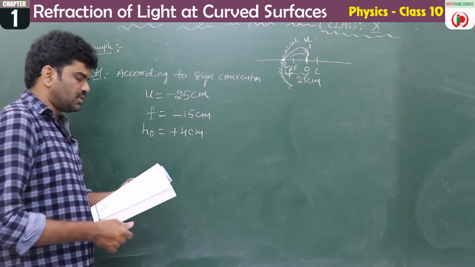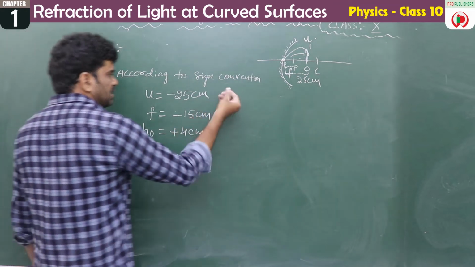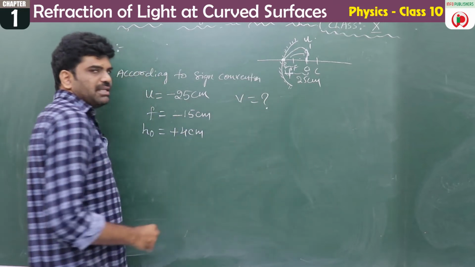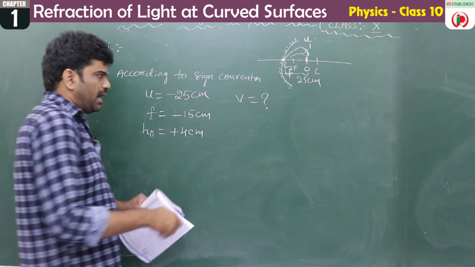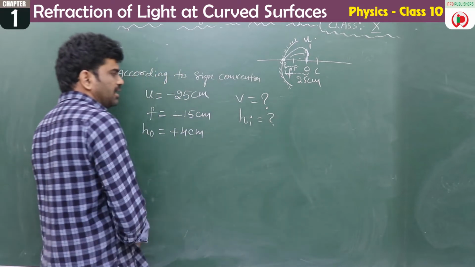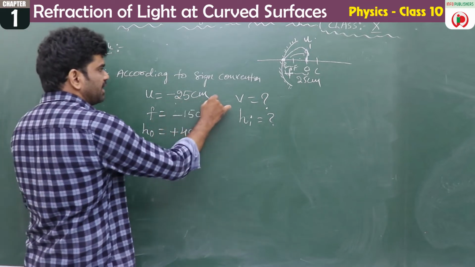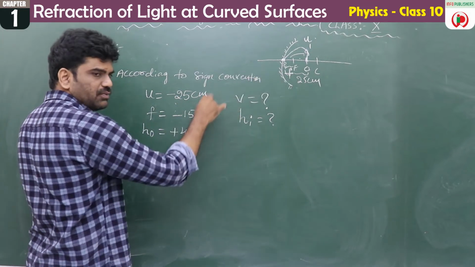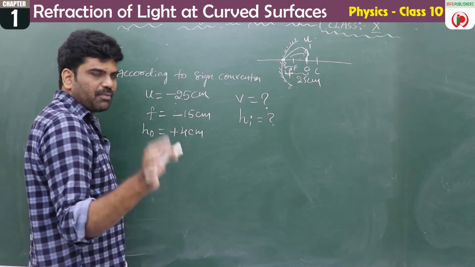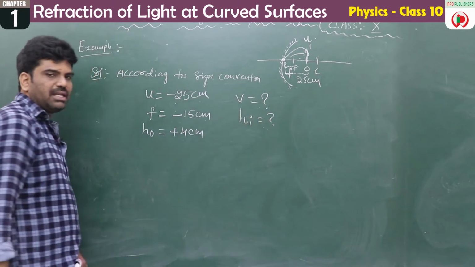Now you have to find the image distance and the height of the image. The image distance is v, and the height of the image is Hi. So this is the data that is given. 25 centimeters in front, focal length is 15 centimeters in front, that is why I took negative values. The height of the object is anyway positive only. You have to find the image distance and the height of the image.